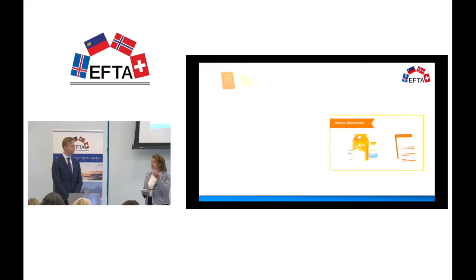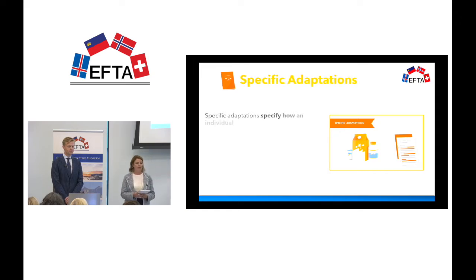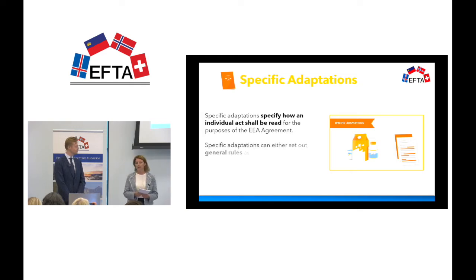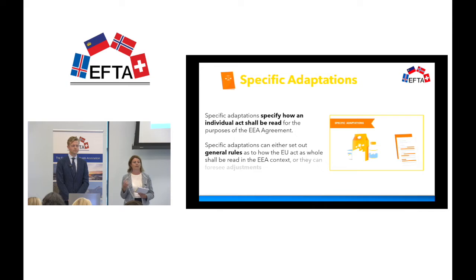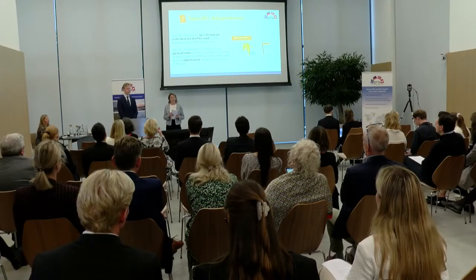And that brings us to the third category of adaptations. This is what we refer to as specific adaptations. The specific adaptations are found in the decisions of the Joint Committee. They specify how an individual act shall be read for the purposes of the EEA agreement. They can either set out general rules as to how the EU Act as a whole shall be read, or they can foresee adjustments to specific provisions of the Act.